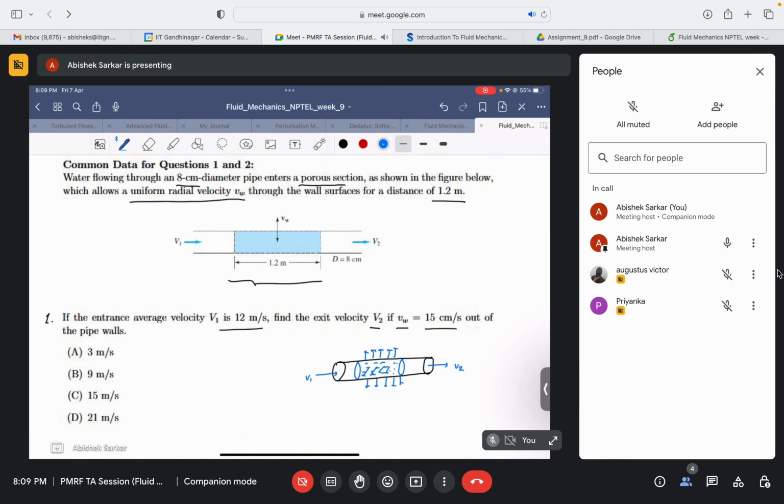So it's very simple. Again, I will give you some time to try to solve this problem. It's a very simple application of mass conservation. You need to start from the complete formula of mass conservation, remove the terms after applying certain assumptions, and find the required parameter. Okay, it's very simple.